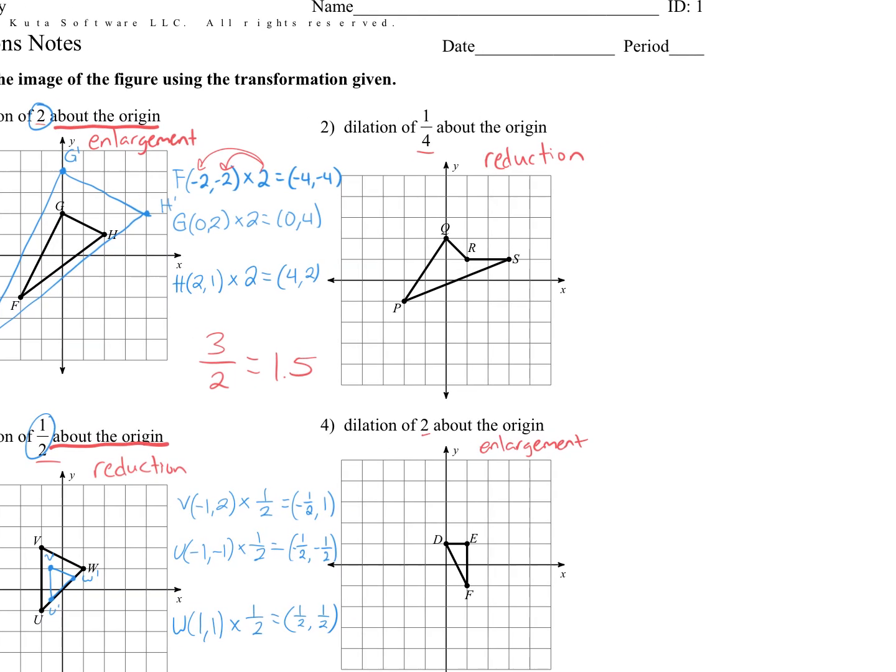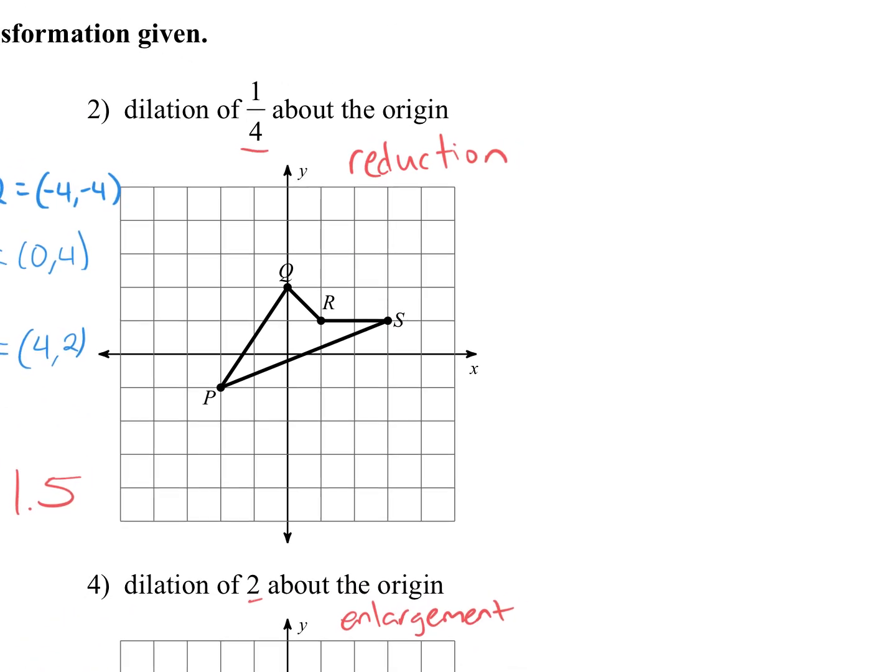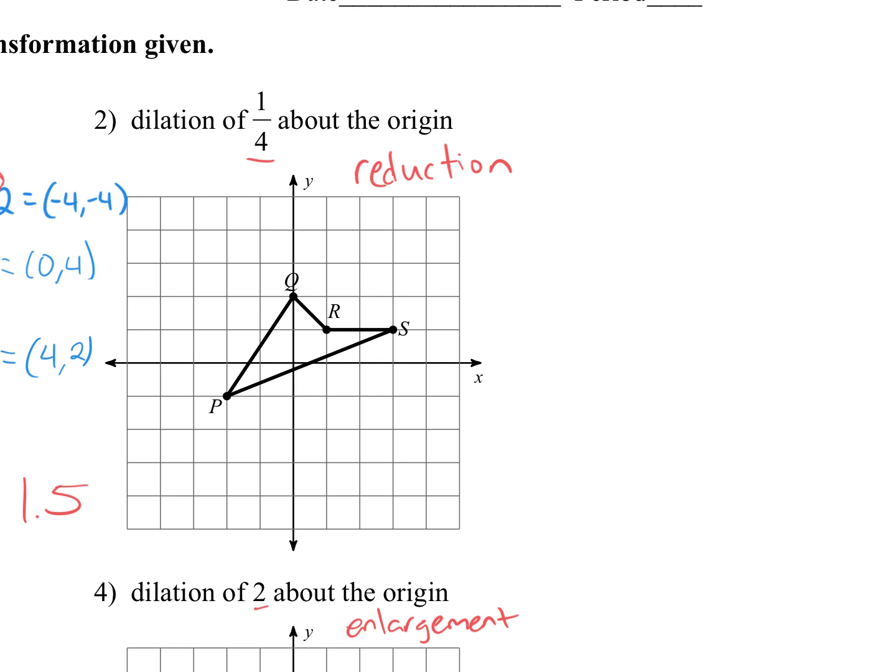I want to talk about number 2 because I see why number 2 can be scary to some of us, because it's a 1/4 this time. We're going to still do the same thing. So what is my original P coordinate? -2, -1. What are we multiplying by? 1/4 because that's the scale factor they gave us. What is -2 times 1/4? It's a half. It is -1/2.